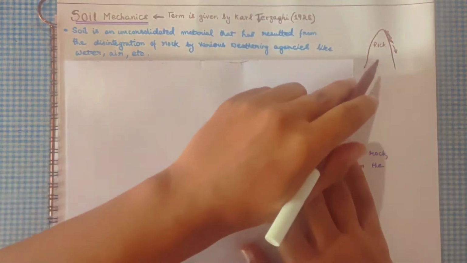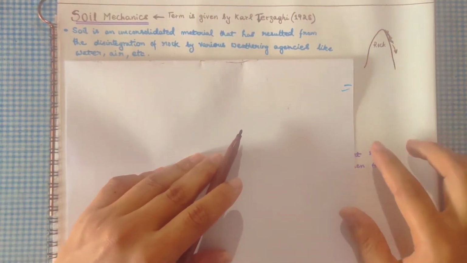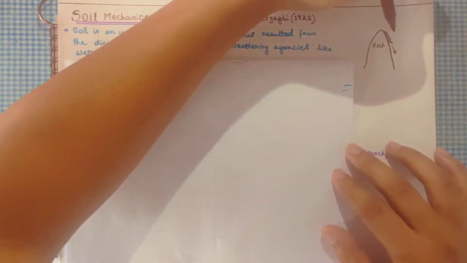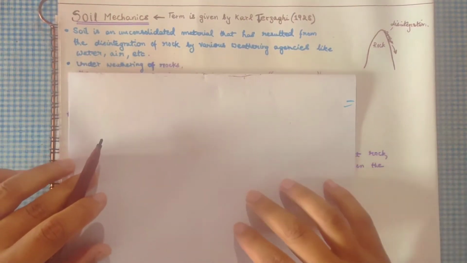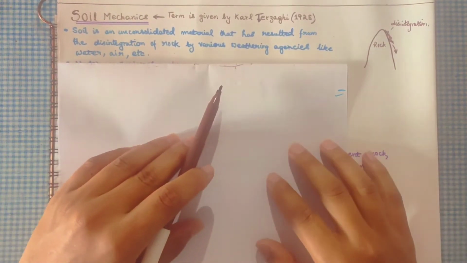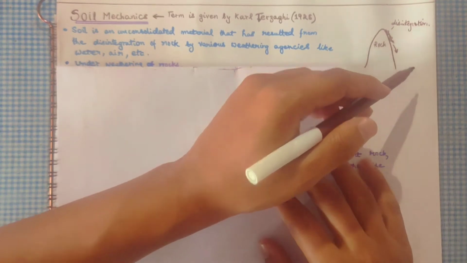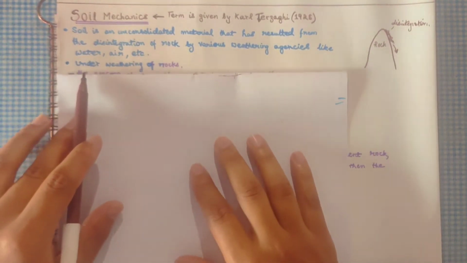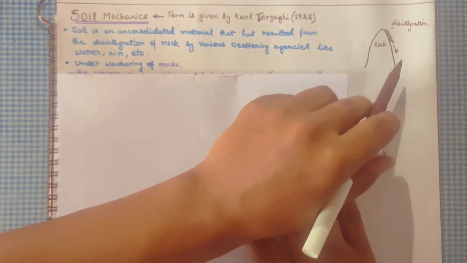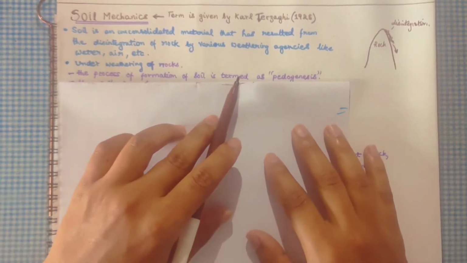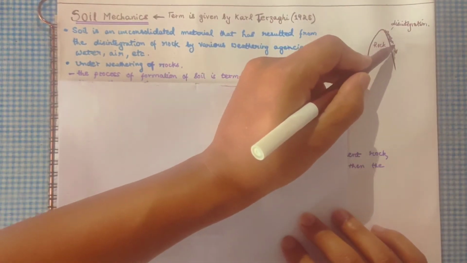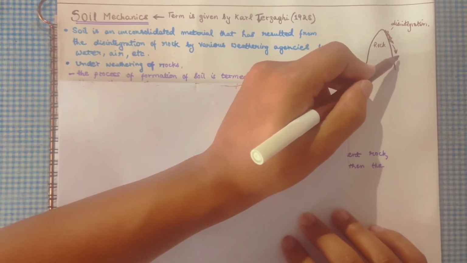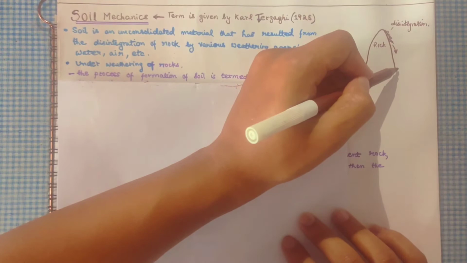Okay, I hope it is clear to you. Now this is the disintegration. On weathering, it falls down and settles over here. When rocks weather, the process of formation of the soil is termed pedogenesis. During weathering, the soil is disintegrated from this parent rock and falls over here.